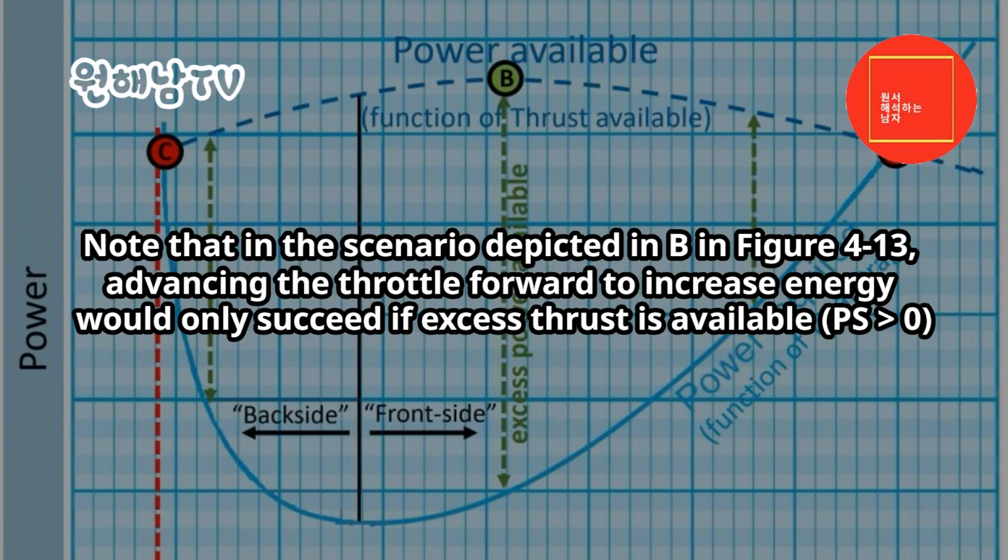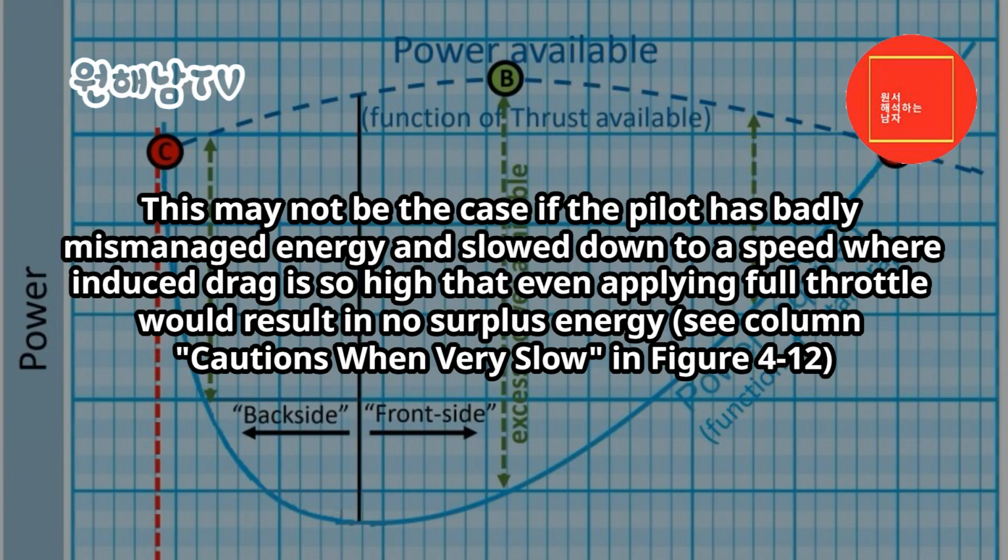Note that in the scenario depicted in B in Figure 4-13, advancing the throttle forward to increase energy would only succeed if excess thrust is available, Ps greater than 0. This may not be the case if the pilot has badly mismanaged energy and slowed down to a speed where induced drag is so high that even applying full throttle would result in no surplus energy. See the column cautions when very slow in Figure 4-12.